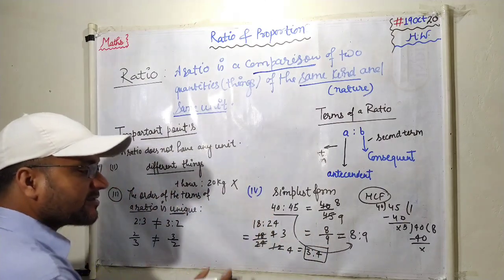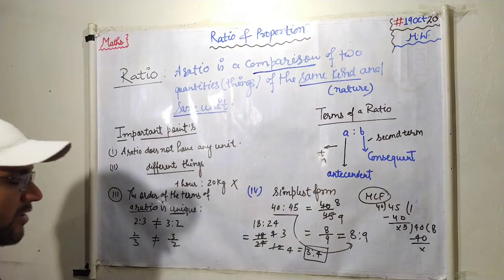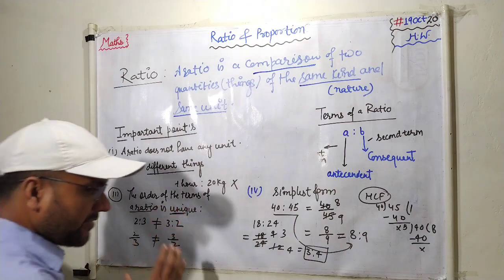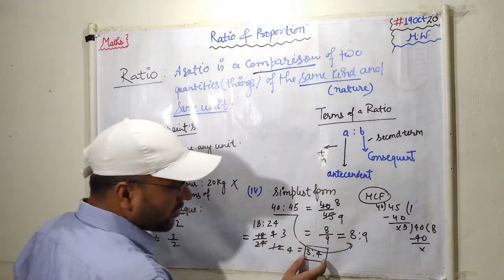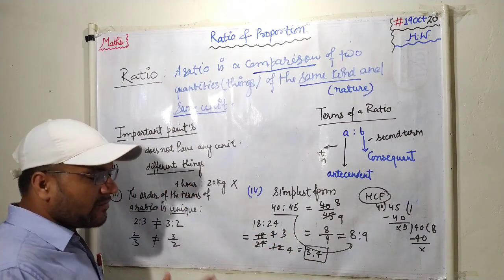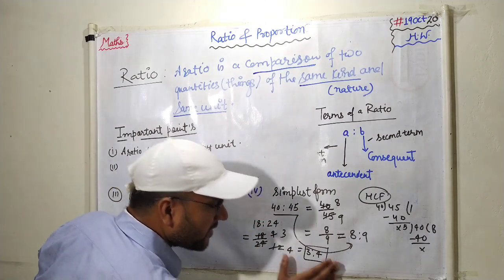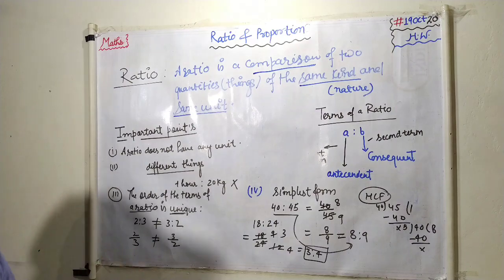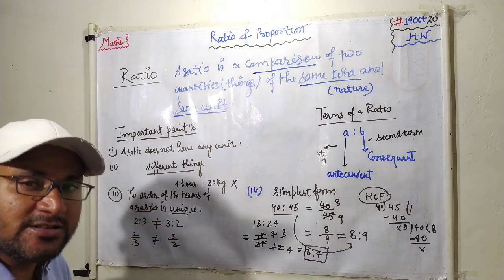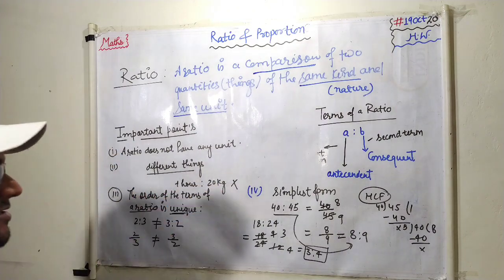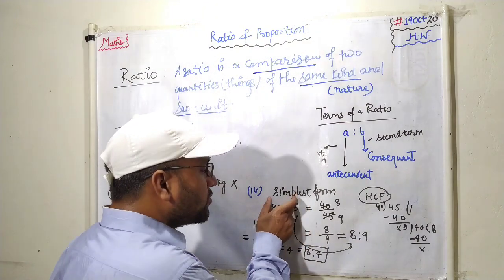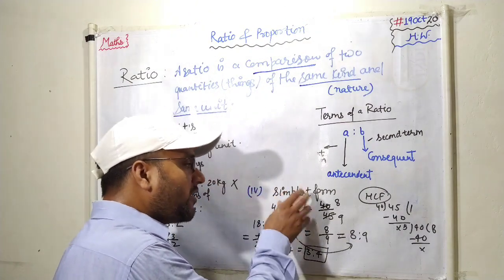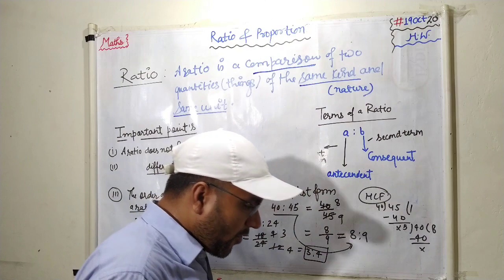This is the cancel out method. You will cancel with the same number till it is not cancelled out by any other same number. So by this also you will change your given ratio into the simplest form. But always keep your ratio in the simplest form. This is the fourth property, to convert your ratio into the simplest form.